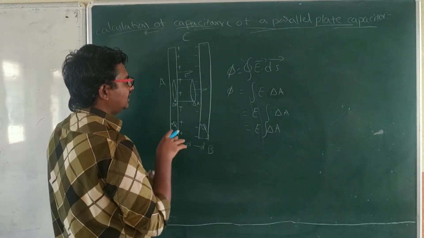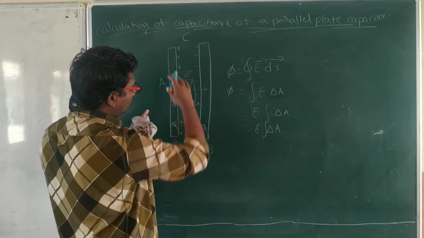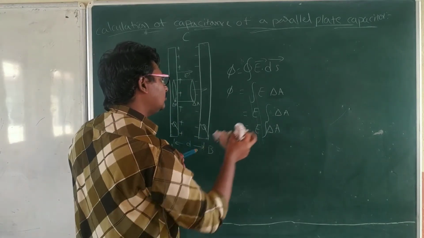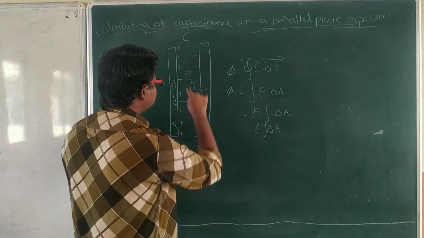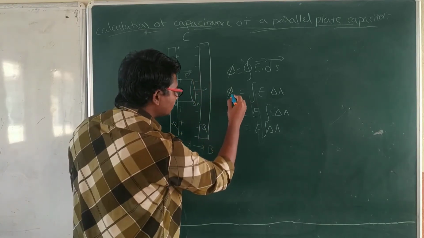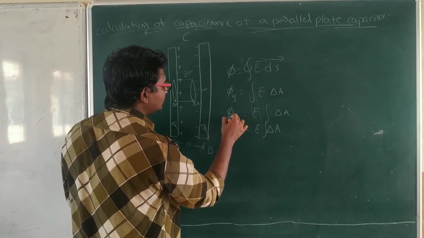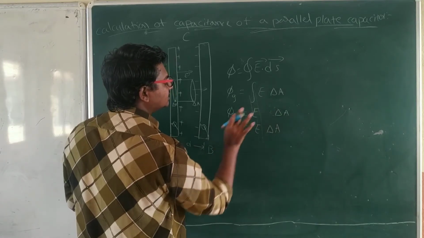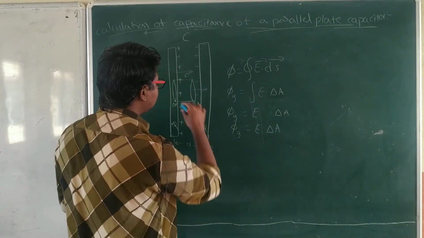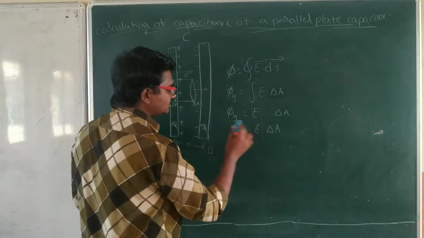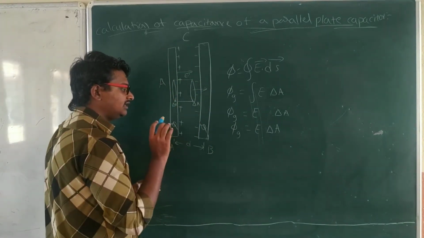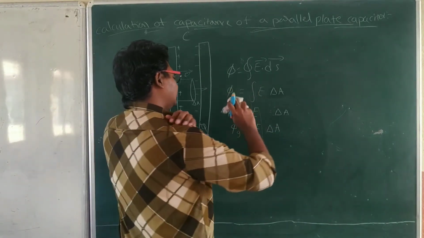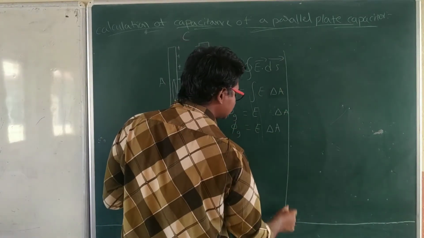Here, if you consider the flux through the whole plate, then integration we need to use. Now let's consider only the flux through this Gaussian surface. If you consider the flux through the Gaussian surface, integration is also of no need. Flux through the Gaussian surface is equal to E delta A. Right, we have found the flux.